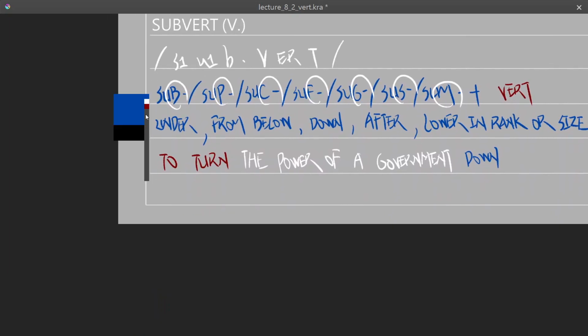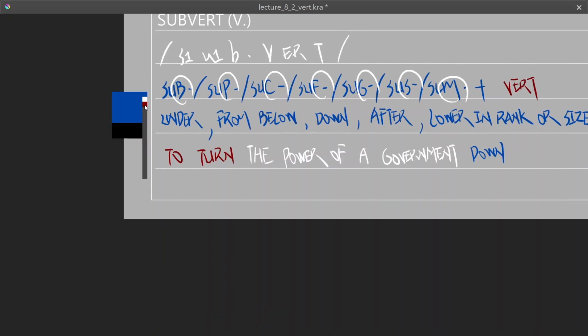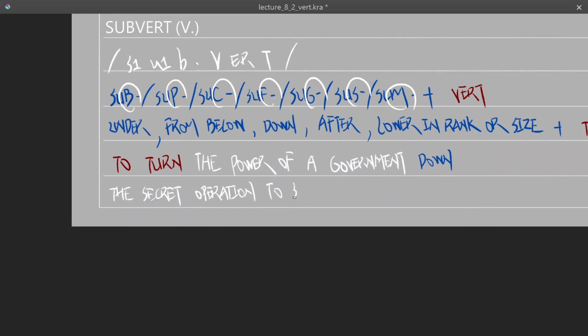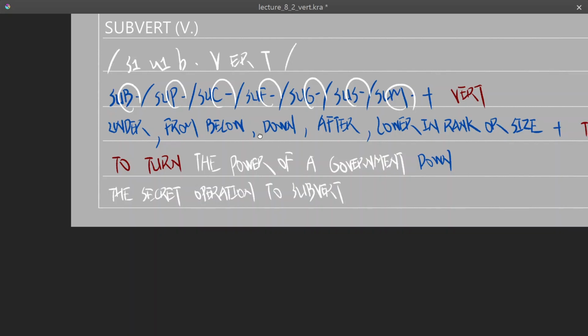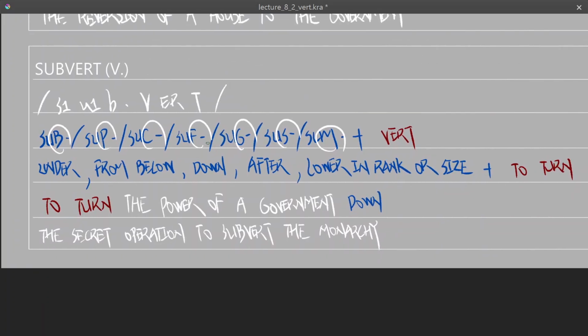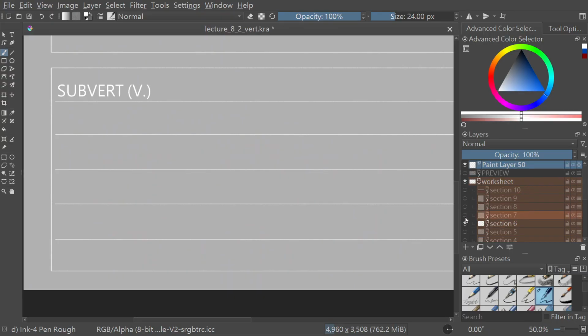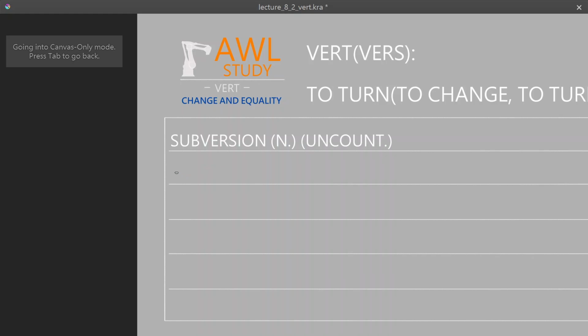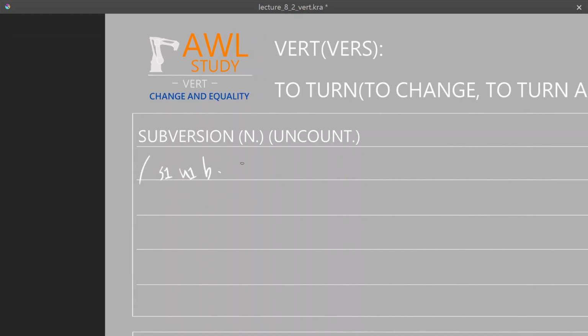For example, you could say: the secret operation to subvert the monarchy. Oh, subvert. And next we have subversion.